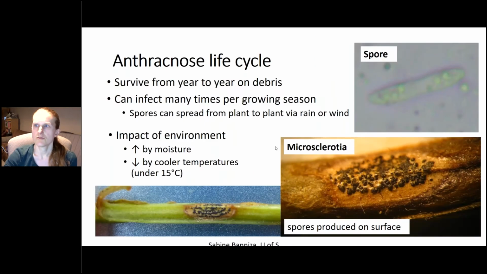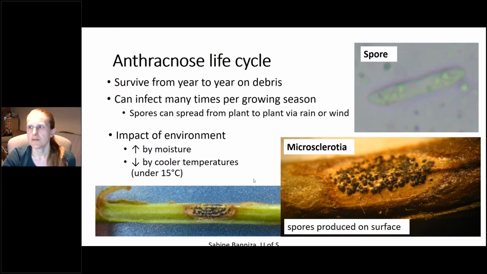So, the anthracnose life cycle. Importantly, the disease survives from year to year in the residue on plants in the soil and on the soil surface. It does that by forming microsclerotia, these little black dots that you can see in the pictures of stem lesions. Those are protective structures that allow the fungus to survive for multiple years.